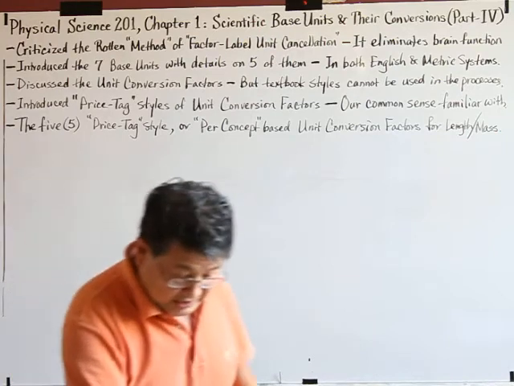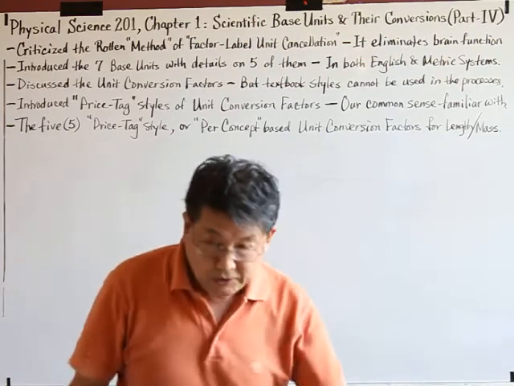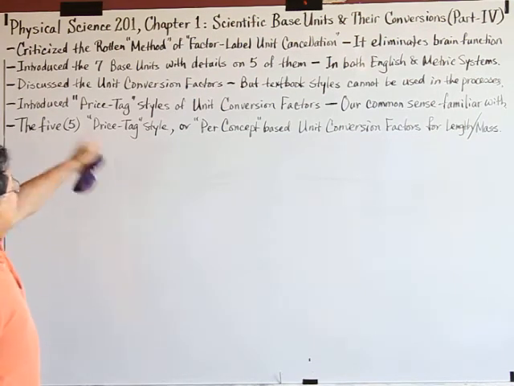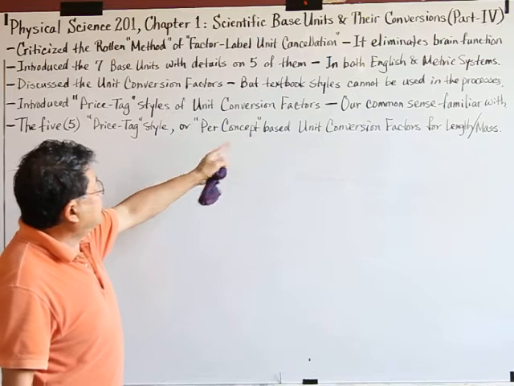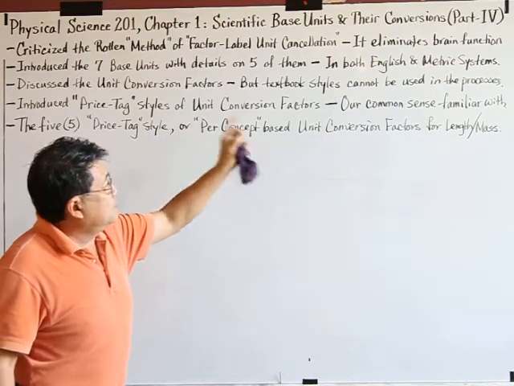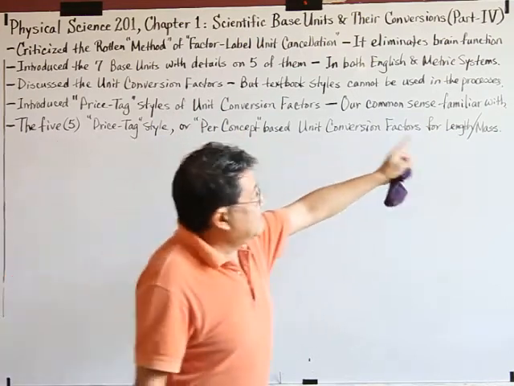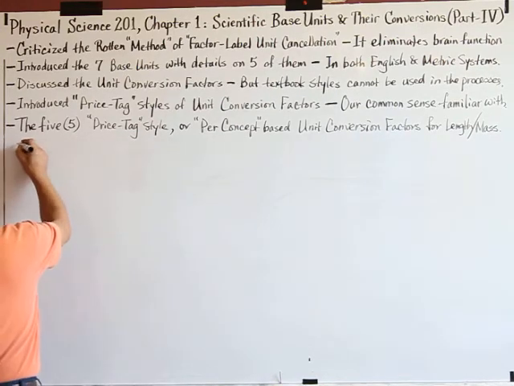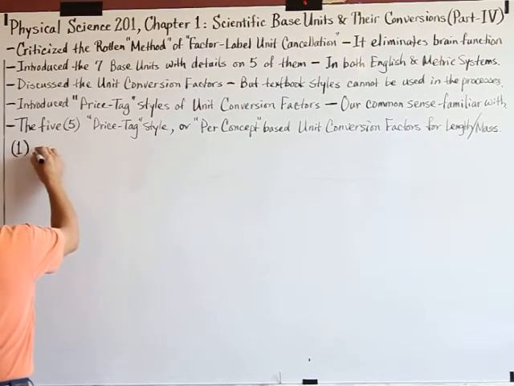Now, let's see if we have time. Yes, we do. Let's list all these five price tag, or per concept basis, unit converting factors for lengths and mass. All right, let's do that. Let's see, the first one, let's say the category is lengths.